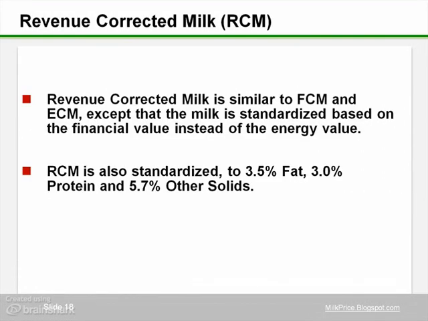The revenue-corrected milk formula is the same in concept as the fat-corrected milk and energy-corrected milk formulas just reviewed. The one complicating factor is the changing financial value of components. The values used in the MilkPay website and apps are the current federal milk order values for Class 3 components. This is the basis for over 50% of the milk produced in the U.S. Revenue-corrected milk is also standardized to 3.5% fat, 3% true protein, and 5.7% other solids.